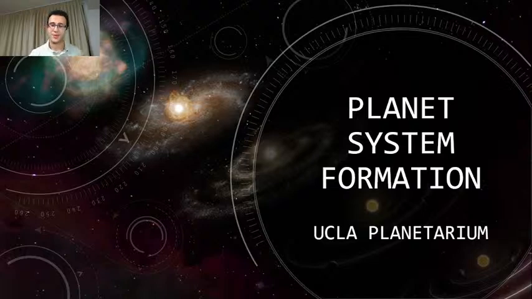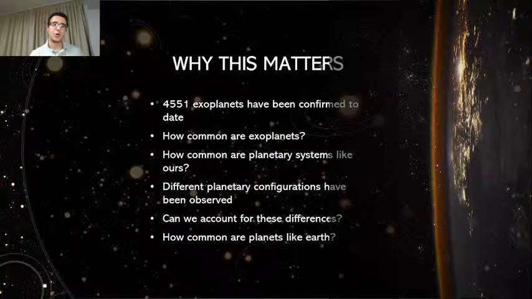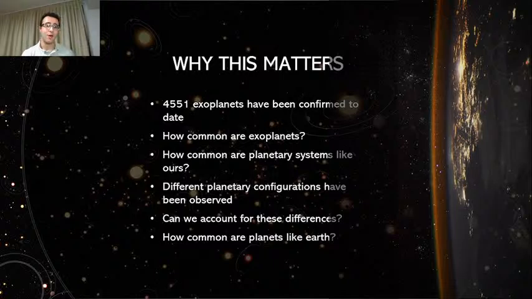So let's get started. Why do we care? Up until today, there have been up to 4,551 exoplanets found, and more than that amount is actually waiting to be confirmed. More than half have been found with the Kepler telescope. That telescope has been very useful to find planets.